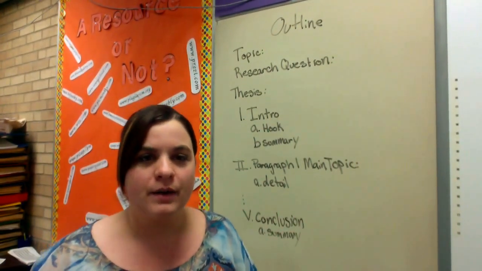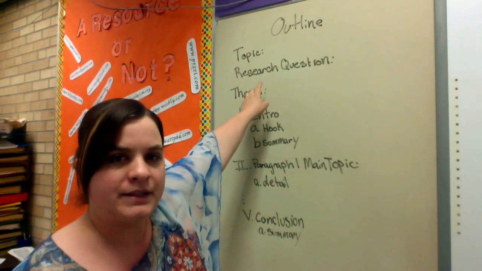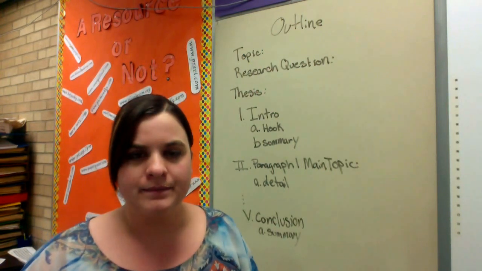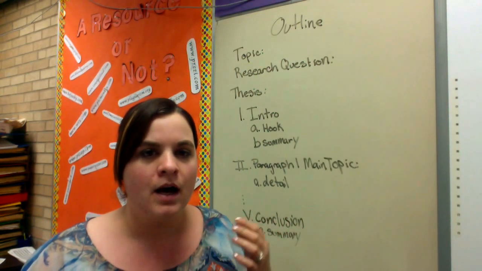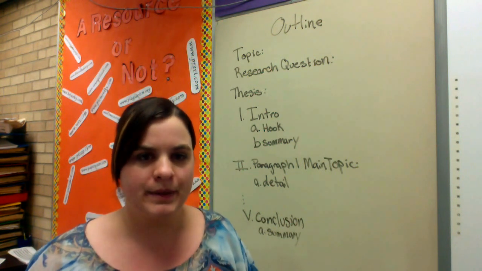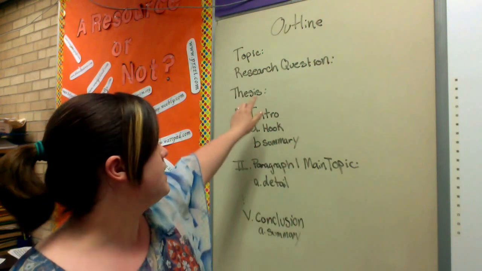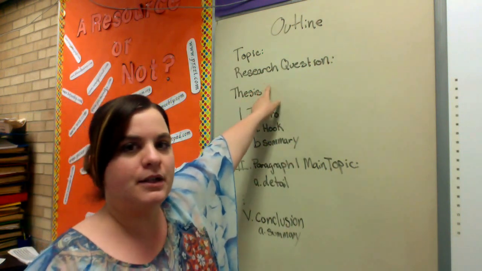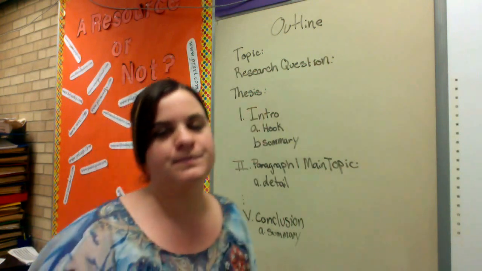So what I always start with for my outline is writing out my topic, my research question. I already know that. I'm not going to put it in my paper, but I know what it is. Looking at my research question and my research, I can figure out what the answer is. The answer turns into my thesis. So I turn my research question into a statement, which is my thesis.